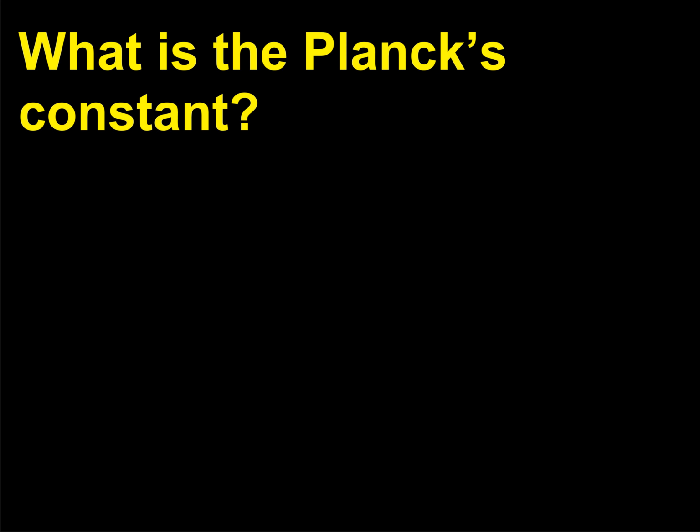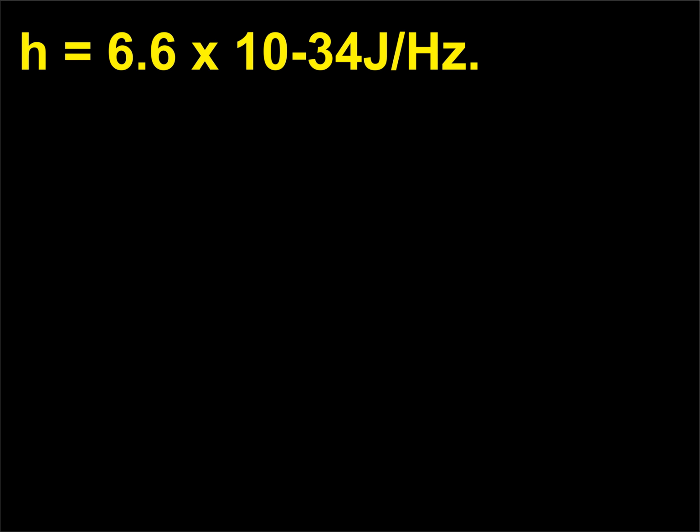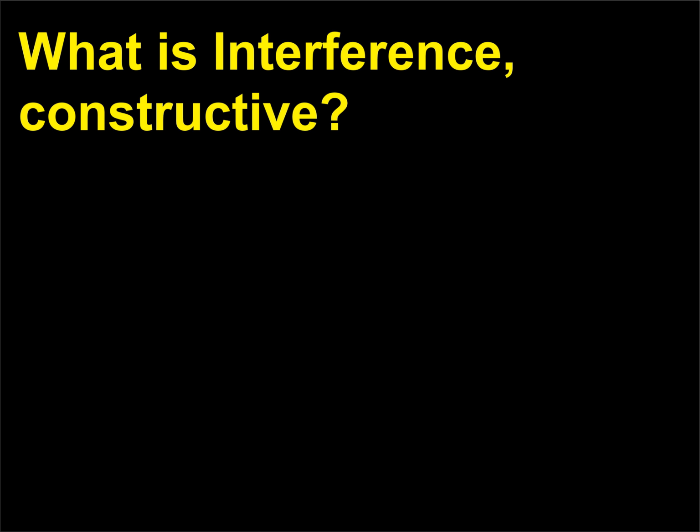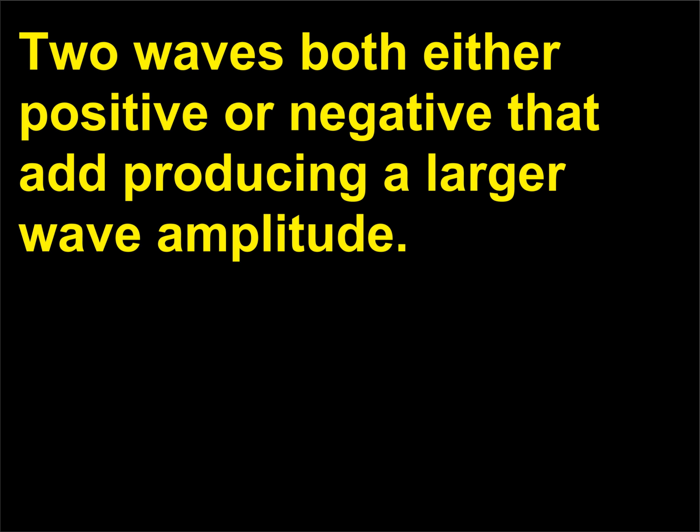What is Planck's constant? h equals 6.6 x 10^-34 J/Hz. What is interference, constructive? Two waves both either positive or negative that add, producing a larger wave amplitude.